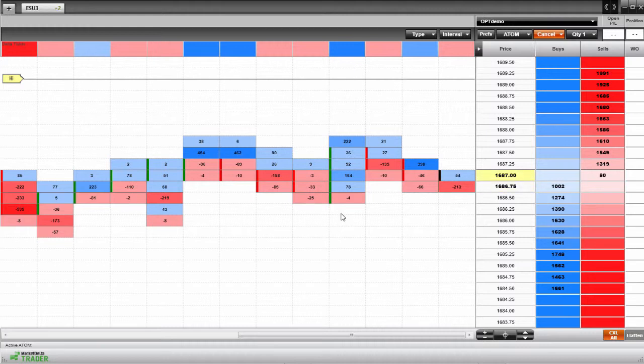So I wanted to show you how to configure the footprint chart here to use the delta volume counts, and also to adjust the interval to your liking, whether it be 5 minutes, 1 minute, or so on, whatever happens to be your specific preferences.